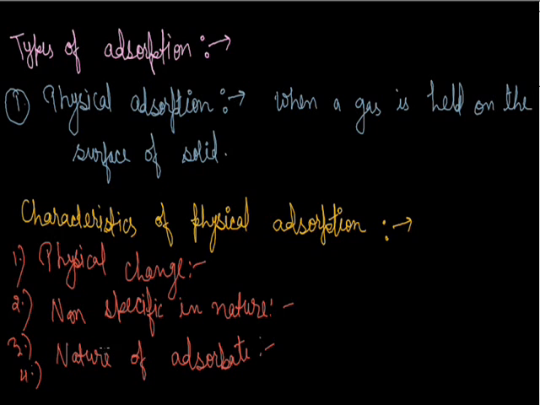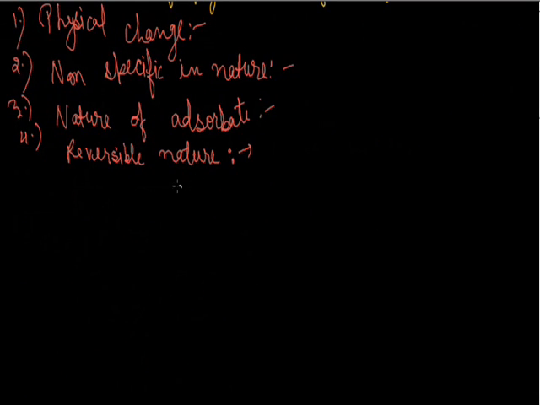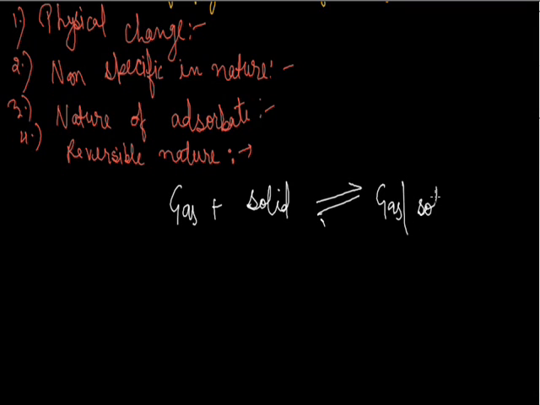Next, reversible nature. Adsorption is a reversible process represented as follows. We can write the equation: gas plus solid gives gas-solid, along with some amount of heat. So when adsorption takes place between gas and solid, it forms the gas-solid. Then again this can be detached, that means the individual gas and individual solid can be formed again. Here the gas is the adsorbate and the solid is the adsorbent.